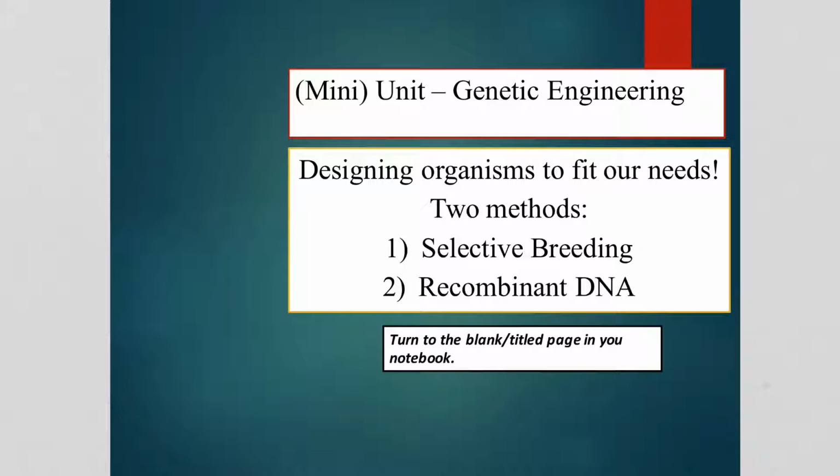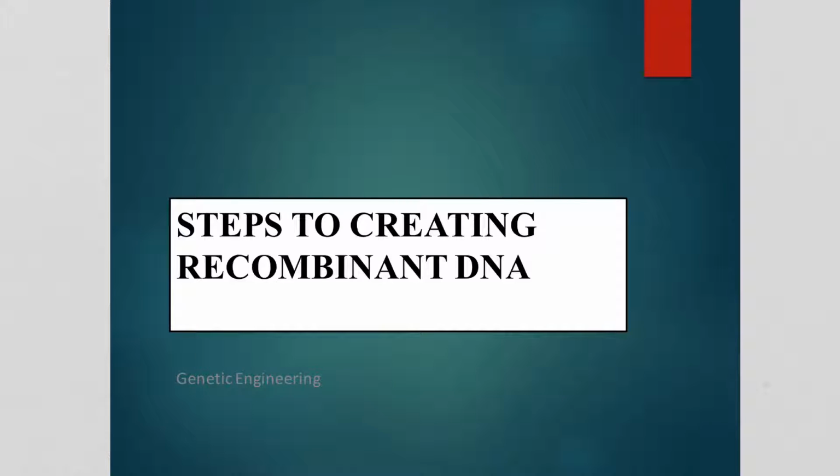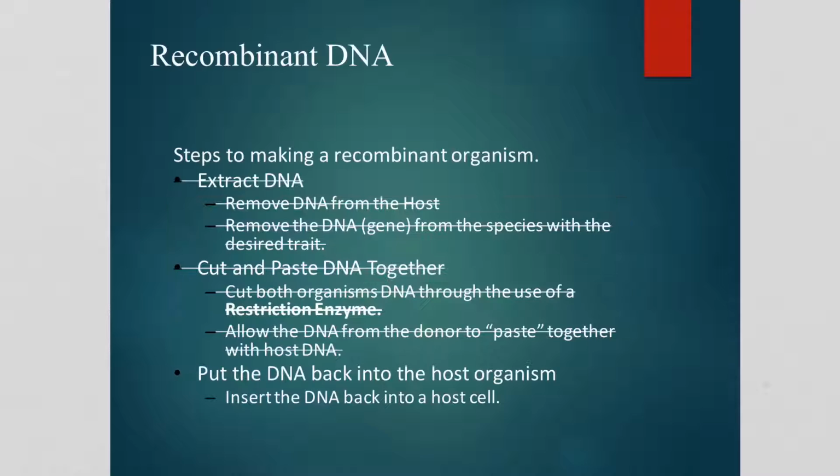So this is part 2 of the lesson on recombinant DNA. Last class we started talking about recombinant DNA and using that technology in the context of genetic engineering, designing organisms to fit human needs. If you remember, we were talking about the different steps to creating an organism using recombinant DNA technology. And we had 3 steps to that process.